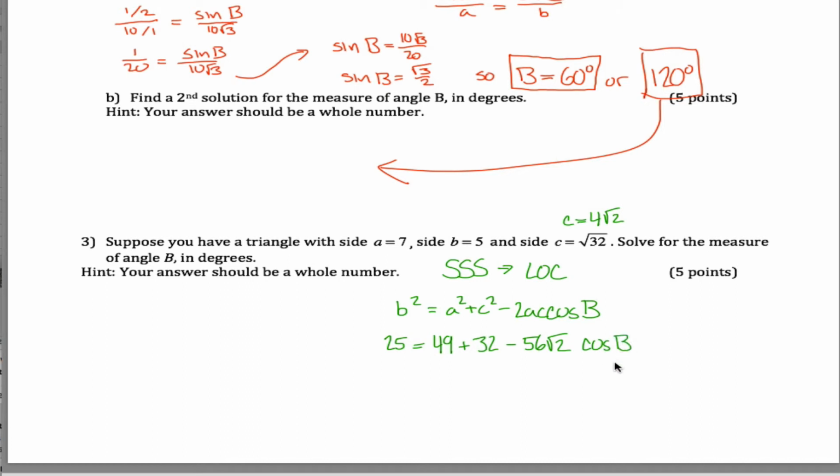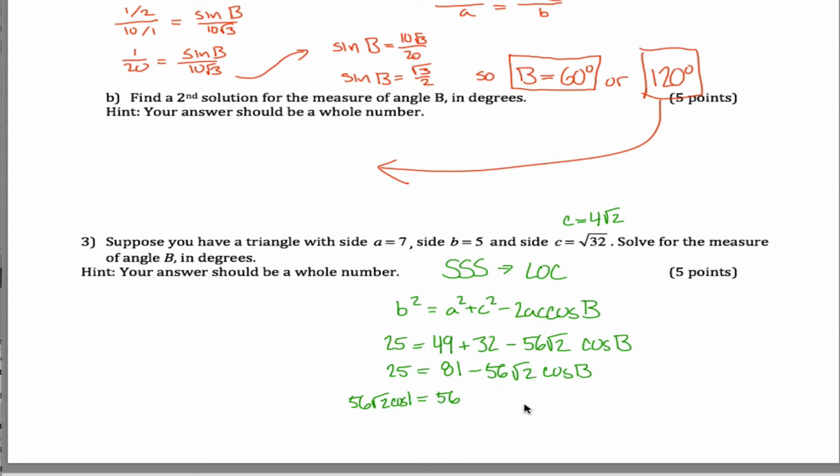Cosine B. You could get to this same answer using root 32, but you'd have to simplify it, and I'm worried that in the pressure of a test with no calculators, you might want to know this. Okay, so I got to figure out cosine of B. Let's get it by itself. 25 is equal to 49 plus 32, which is 81, minus 56 root 2 times the cosine of B. So maybe I'll subtract 25 from both sides of the equation.